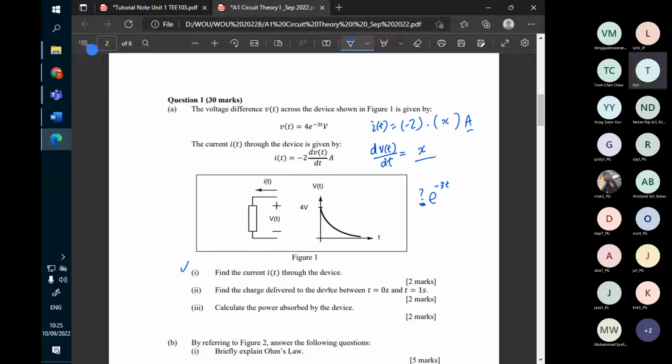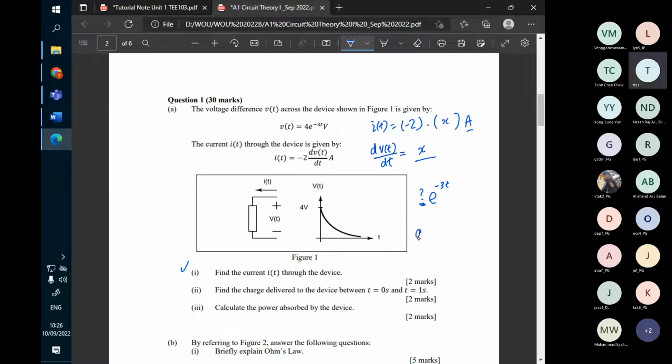All right, for part 2, to find the total charge delivered to the device from t equal to 0 to t equal to 1 second. So this one can be defined as the total charge.